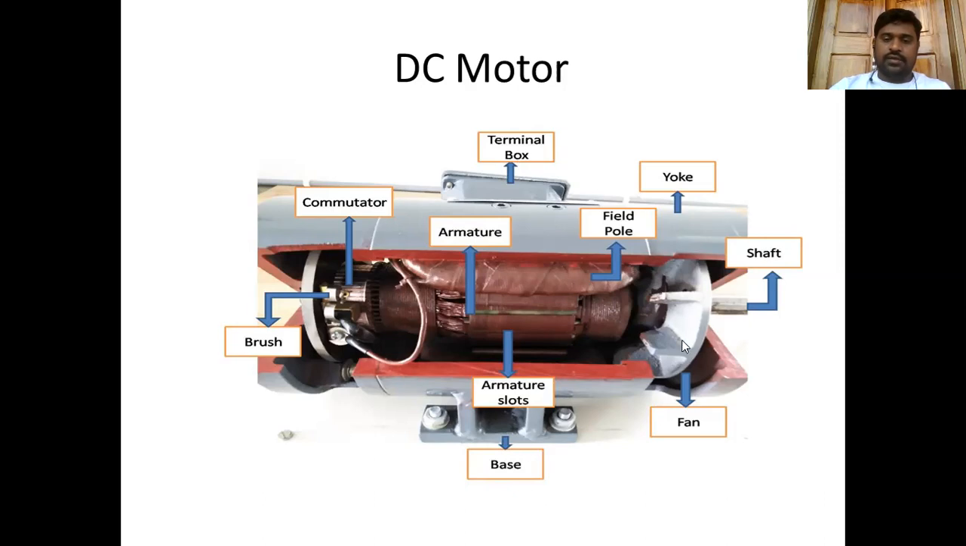And this is the base. And here we have the fan. This fan is to cool down the armature. When the current passes through, the winding gets heated. So to cool that, we have a fan connection. So it cools the inside part. And the fan, armature, and commutator are all connected to this shaft. So this is the basic construction of a DC machine.